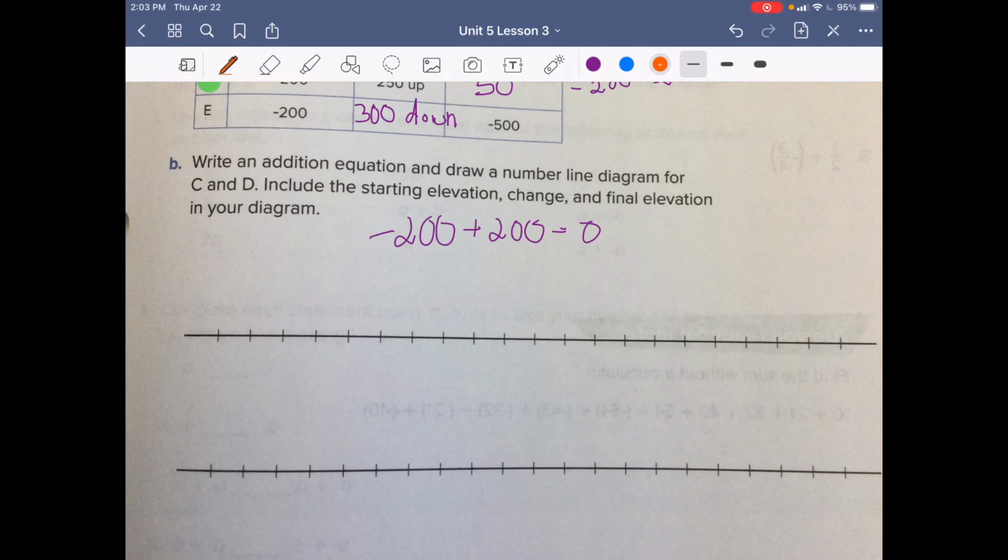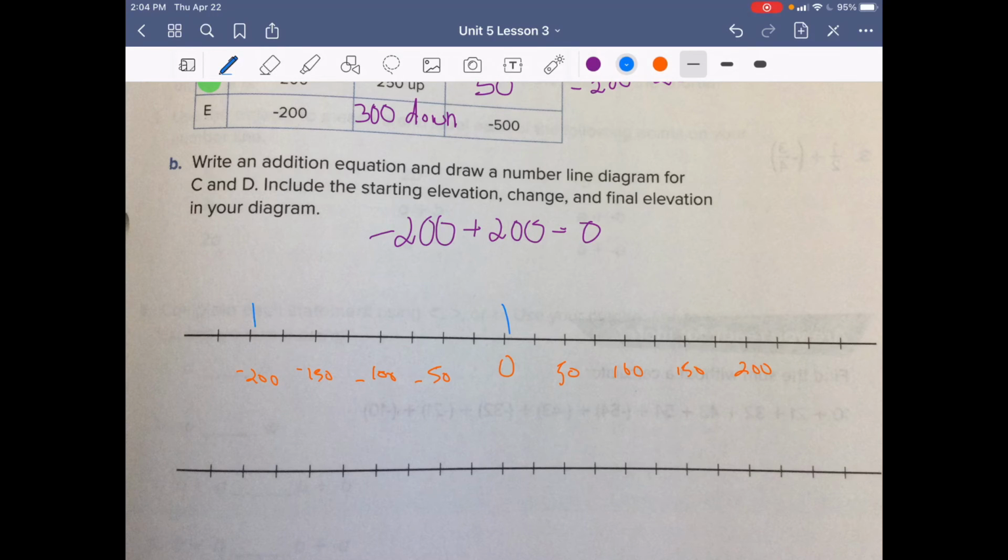So we're going to put 0 in the middle and go up 50 on both sides. So 50, 100, 150, 200. And I'm going to do the same thing on the other side. So we're going to have 50, 100. Oh, these are negatives. Negative 150, negative 200. All right, and our starting elevation was negative 200 feet.